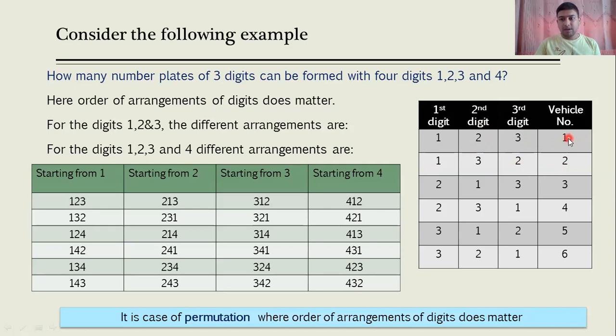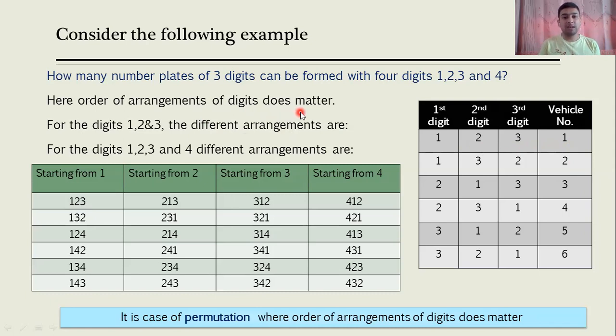See here, vehicle number 1 and vehicle number 2, these are different, even though the digits are the same. Digits are what? 1, 2, 3. Digits are the same in both vehicles, but the order of arrangement of digits does matter.